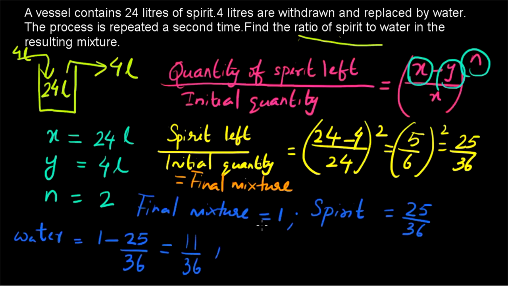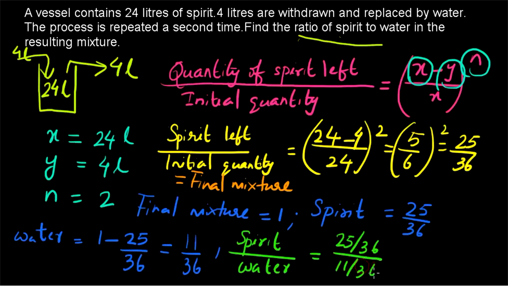So now let's find out the answer to our question. The question is spirit to water. The ratio of spirit in the final mixture to the water in the final mixture will be given by 25 by 36 is to 11 by 36. So our answer is 25 is to 11.